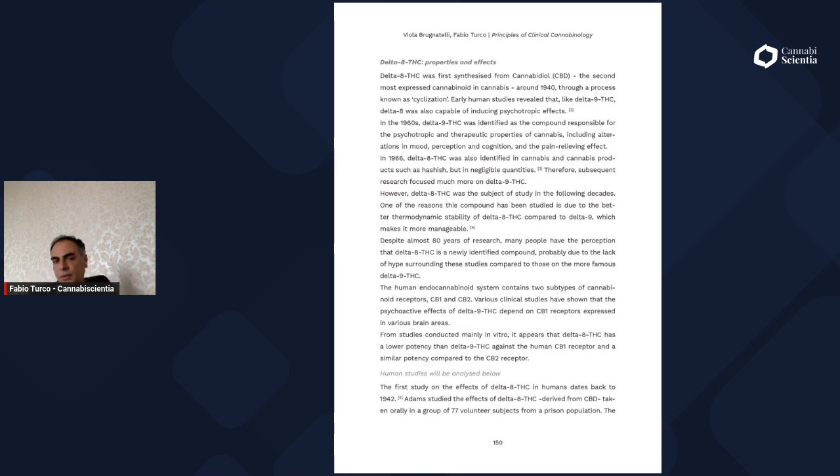So it has been found that both Δ-9 and Δ-8-THC are partial agonists of the CB1 receptor, and it seems that the affinity and thus the potency towards the CB2 receptor is the same between Δ-8 and Δ-9. While Δ-8 seems less potent than Δ-9 THC when it comes to the interaction with the CB1 receptor. So let's now analyze the human studies on this compound.